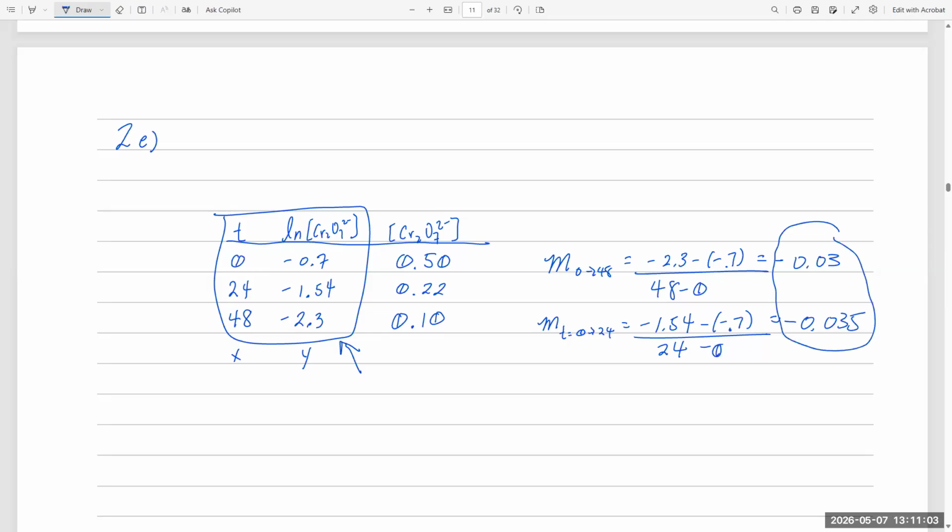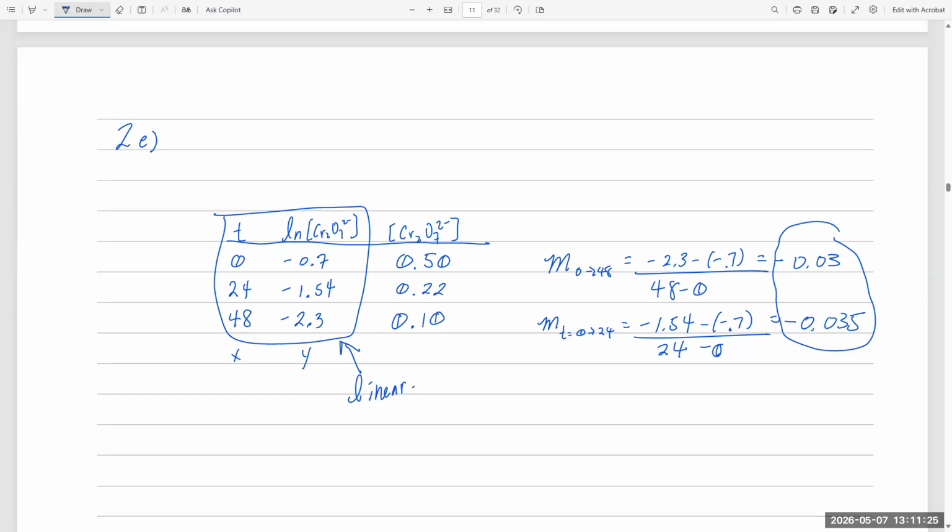That slope is almost exactly the same, right? So now I'm confident that the graph of the natural log of dichromate ion concentration over T is going to be linear. Okay.